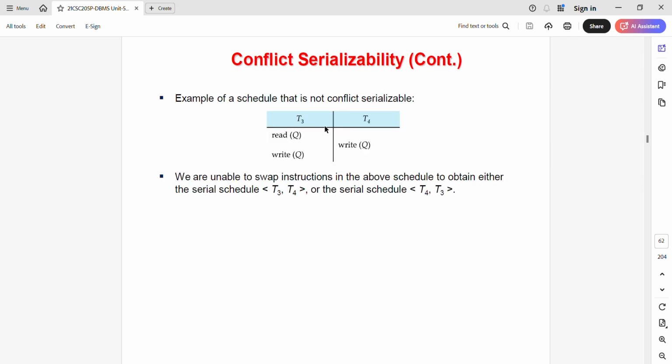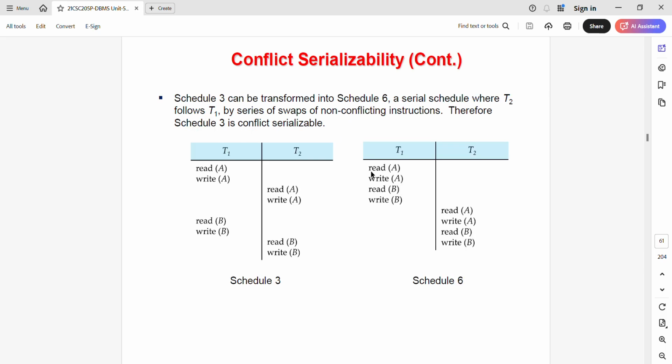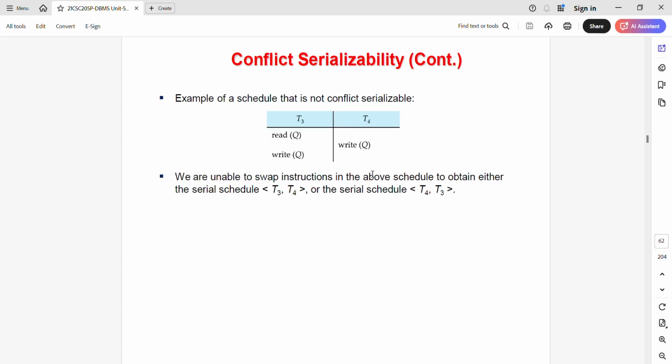This one is not conflict serializable. T3 has read Q, then T4 writes Q, then T3 again writes Q. We are unable to swap instructions in the above schedule to obtain either serial schedule T3 T4 or T4 T3. So here we cannot do conflict serializability, because when swapping, it won't give database consistency.